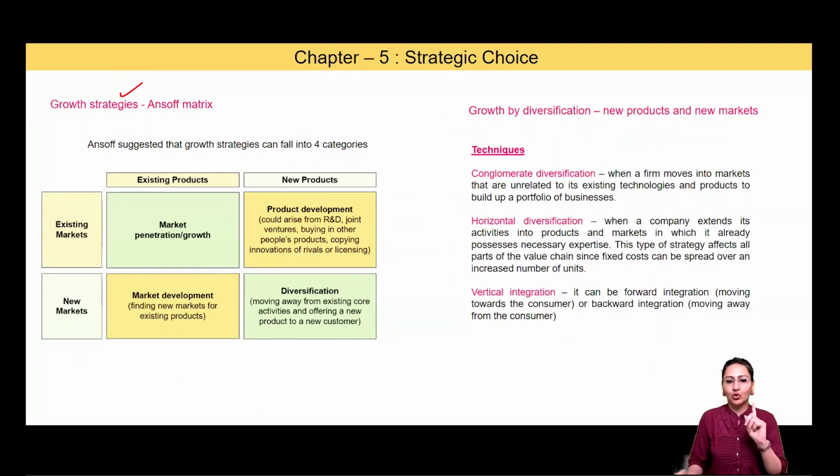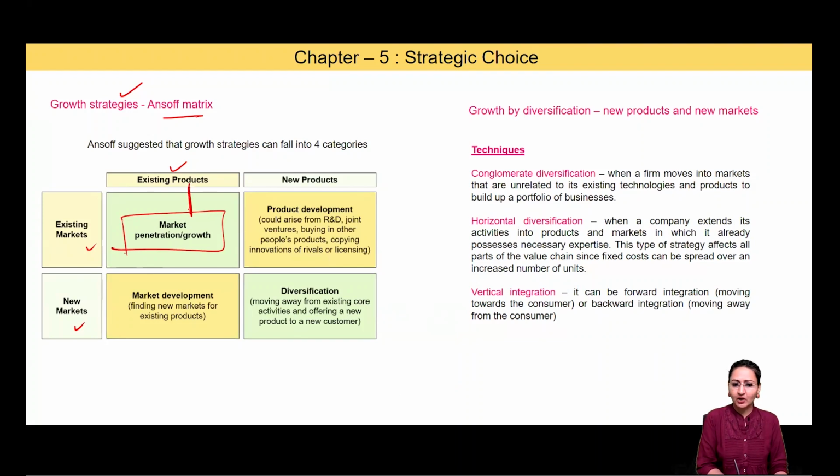The moment you decide to grow, refer to the Ansoff matrix. It's a four-box matrix. One, you want to take an existing product to the existing market. I'm talking about this box. That means the existing product you want to take in the existing market. Then you don't have to do anything. Just try to penetrate the market with more sales. But if you want to enter new markets with the same product, then it is market development. You need to develop the market which adapts to your product.